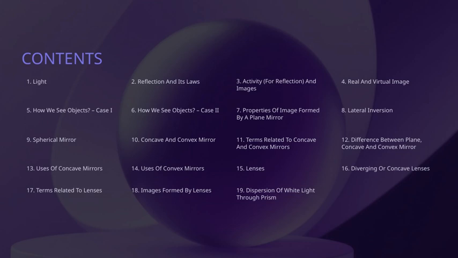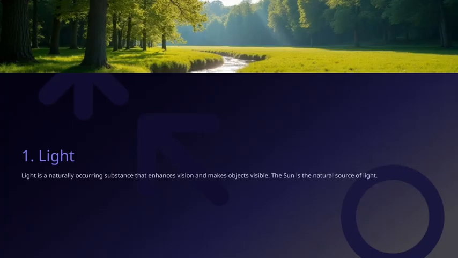Throughout the presentation, I aim to connect these points clearly, emphasizing their importance in understanding optics and how we perceive the world around us. Light is a fascinating and essential part of our world. It's a naturally occurring substance that plays a crucial role in how we see and perceive our surroundings. Without light, our vision would be impossible, and objects around us would remain hidden in darkness.